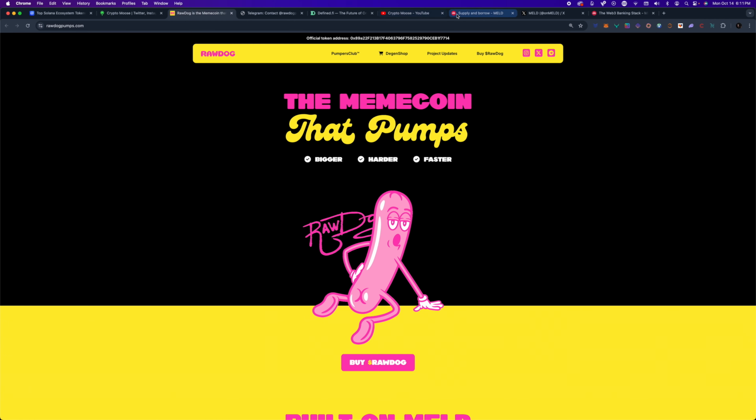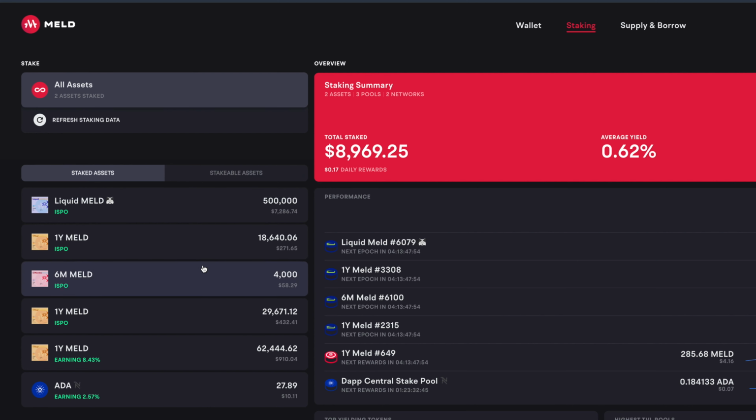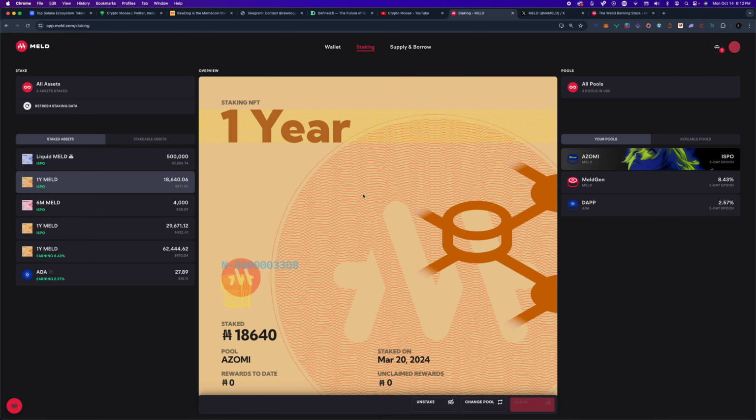If you are bullish on MELD, look at what they're building. Look at MELD staking. It's beautiful. You've got your liquid staking positions. Right now, you can participate in the Azomi. Comment down below if you are in the MELD ISPO. Everything about MELD I like.